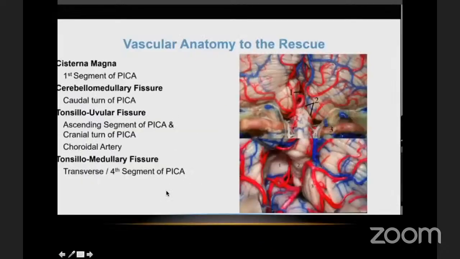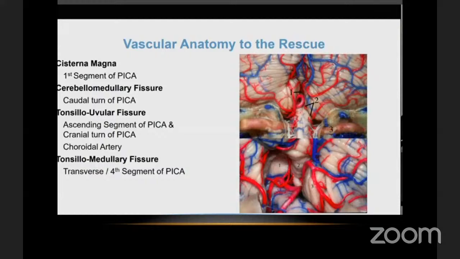So what was not mentioned in this presentation was the vascular anatomy, which is probably the most important part when you are operating in a posterior fossa, which is a small space with lots of structures, the vascular and the neural. So the most important vascular structure is PICA, the posterior inferior cerebellar artery. What's the interesting thing about PICA is that it makes two loops. It makes a caudal loop and then it makes a cranial loop. So the loopy nature of the PICA beautifully lends itself to medial and lateral retraction.